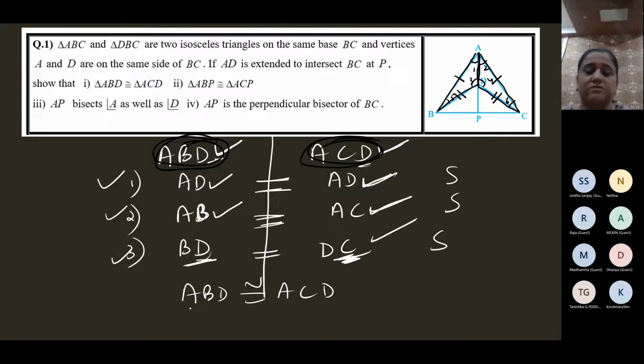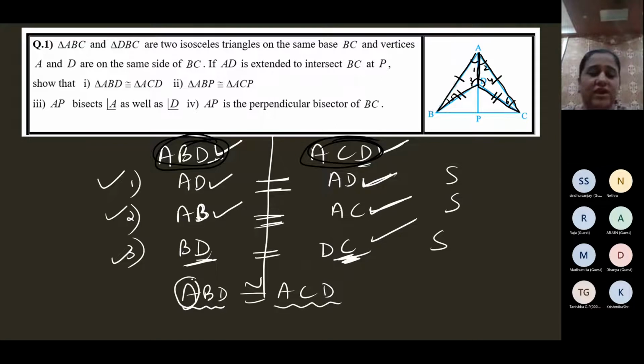Angle 1 is equal to angle 2 is correct. CPCT is the reason. But how do you know that 1 is equal to 2? Why not 1 is equal to 6? Ma'am, because it is on the same side. Ma'am, it's according to the name of the triangle. Correct.